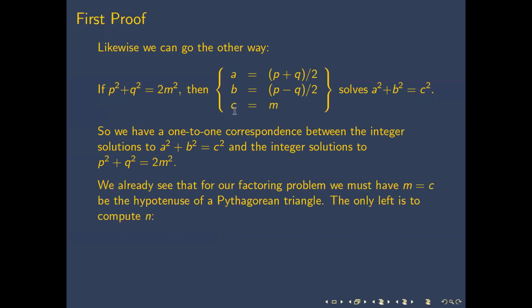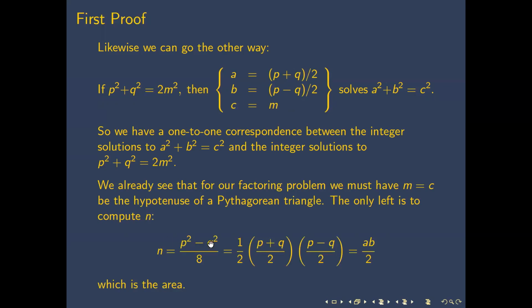So the only thing left is to figure out what does n have to be. I'll go back. n was p squared minus q squared over 8. We can factor that guy. And we recognize these factors, (p plus q) over 2. That's exactly our a, same thing. (p minus q) over 2 is our b. And so we get 1/2 ab, which is the area. So that's it. That's the end of the first proof. The only time trinomials factor that way is when m is the hypotenuse and n is the area of a Pythagorean triple.